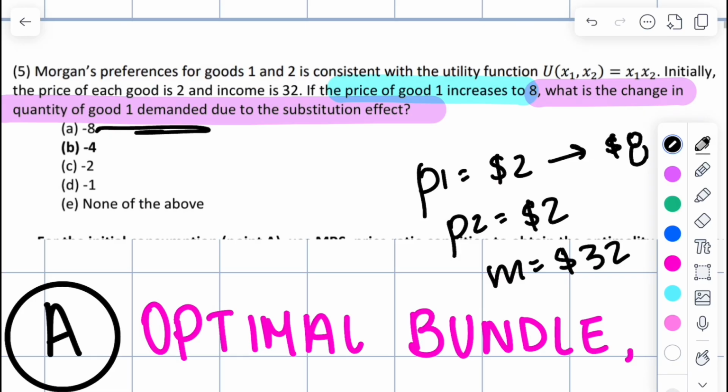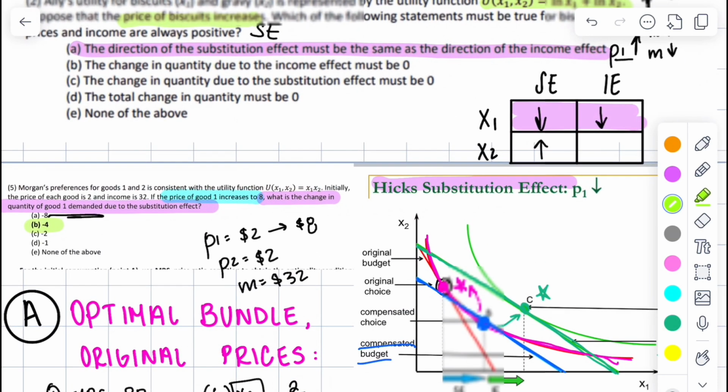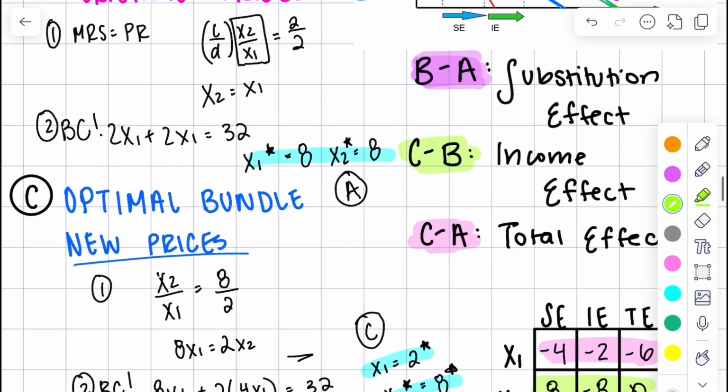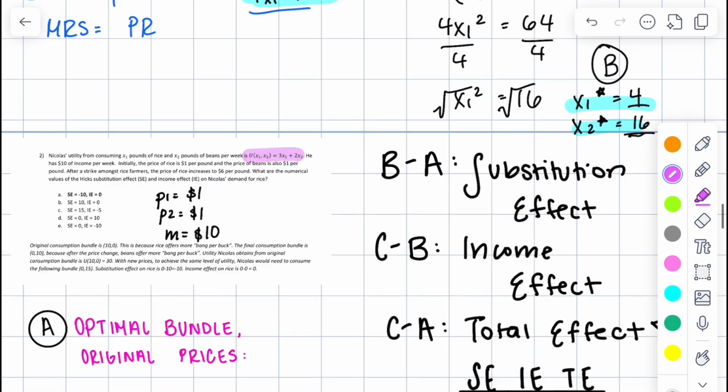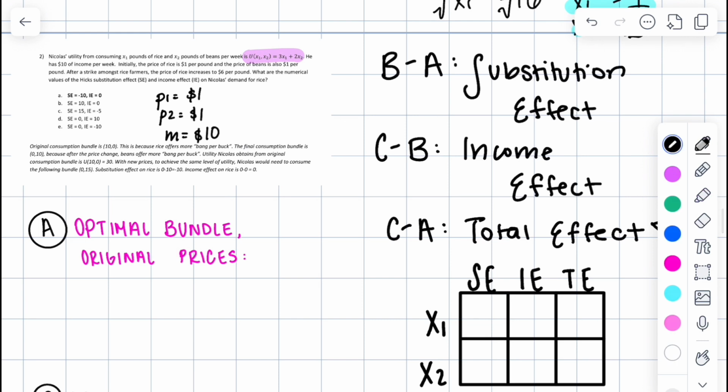So going back to this question, it says, what is the change in quantity of good 1 demanded due to the substitution effect? We saw that that was a -4, as seen here. So this one is exactly the same, but now we just have perfect substitutes in our prices and income. So we're going to go ahead and go through each of the points. So we already know the optimal bundle at original prices.